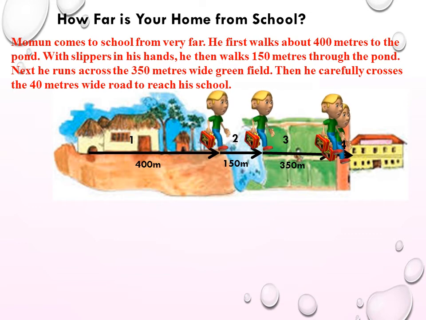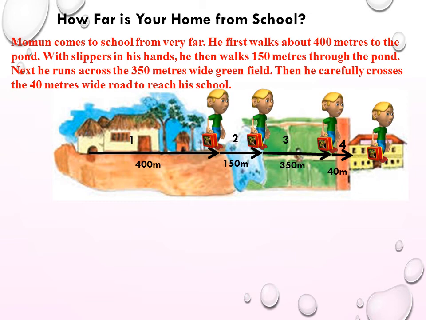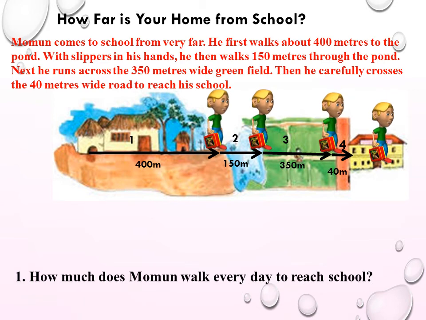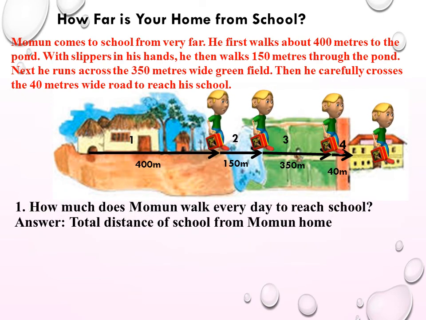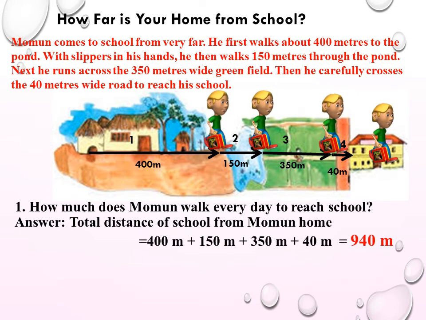Now, here comes the question. How much does Mumun walk every day to reach school? So, from his house to school, how much distance does he walk every day? Means, first he walks from his house to near the pond. Next, he walks through the pond. Next, he runs across the green field. Next, he crosses the wide road. Means we have to add all these distances to find the total distance from his house to school.